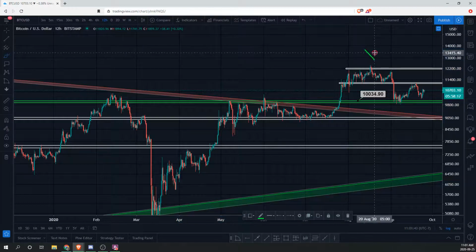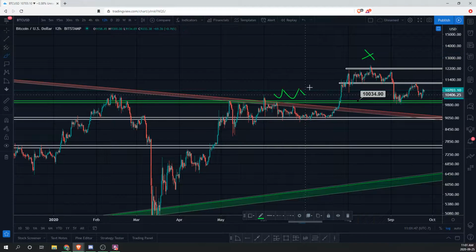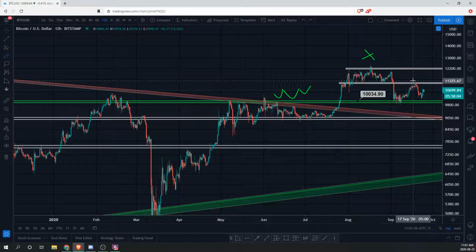So we see a high here. That was the top of the impulsive push to break out of the 10K high, which is right here. And now we're going to see a series of lower highs, which is right here. This is a high, this is a lower high, this is a lower high. So now we see a series of lower highs.